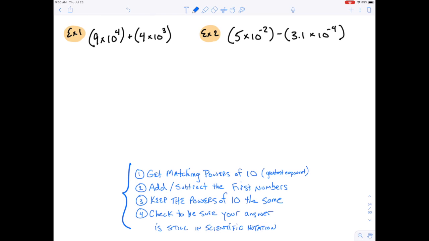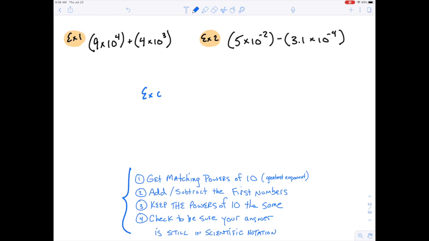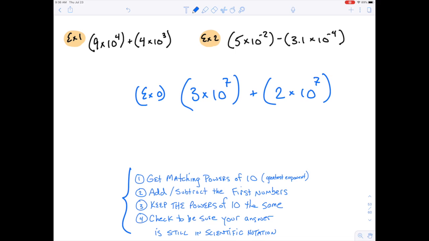Sometimes you're going to get lucky and have matching powers of 10. In fact, I should probably have example 0 here, because if I show you the simplest one, you might love it. Let's make up a problem: 3 times 10 to the 7th power, and we're going to add 2 times 10 to the 7th power to it, right? Get matching powers of 10. Look at this. We already have 10 to the 7th and 10 to the 7th. So we already have matching powers of 10.